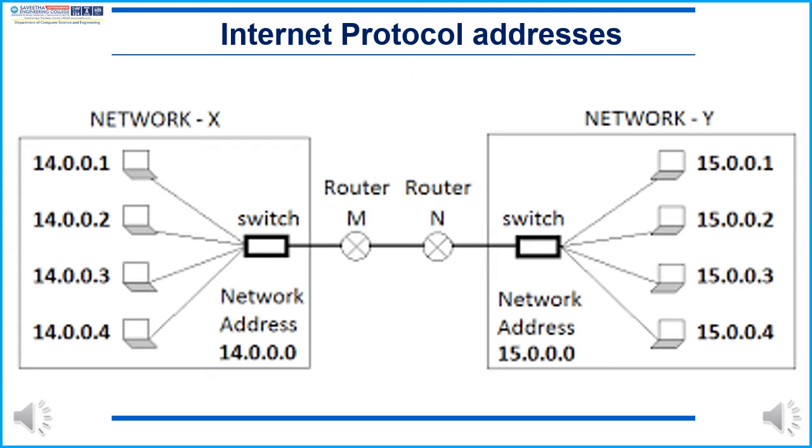As you can see here, network X and network Y are connected with switches and routers. To identify these networks, we need an address called a network address, which is obviously an IP address.